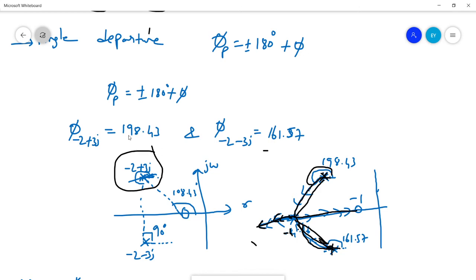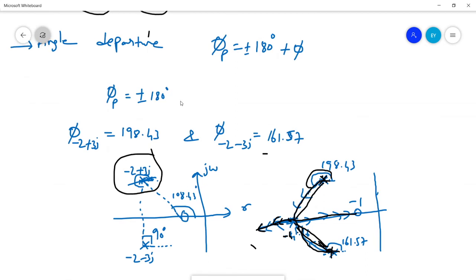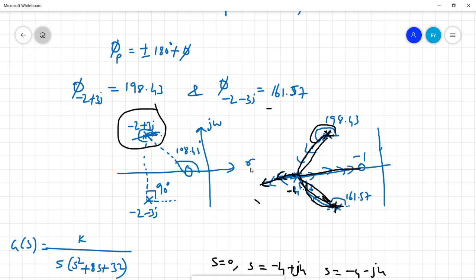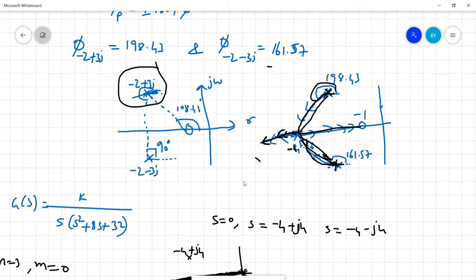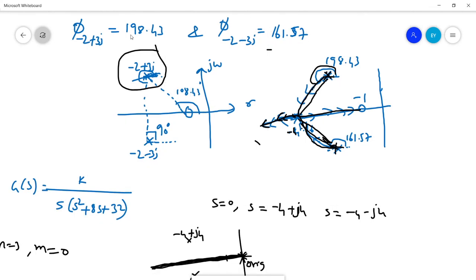How did we get this? This is the angle which the pole minus 2 plus 3j will make with respect to the other pole and zero. So this is the phi. Phi gives you the angle which it makes, and we have to add plus or minus 180 to that. Once we substitute, the angle which we get here is 198.43, and the other angle you get is 161.57.